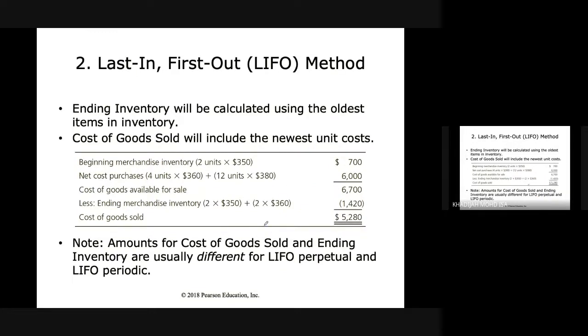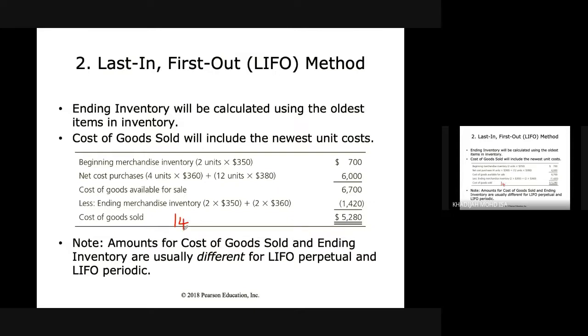Okay, this one is using LIFO, last in, first out. So under periodic, similarly, your cost of goods sold is last in, first out. So it means that you're going to use how many sold? Just now you have 14 units sold. So how are you going to decide the LIFO under periodic?